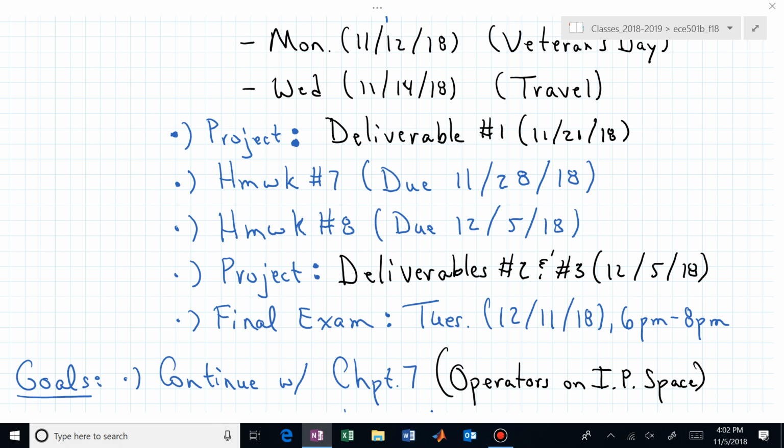And deliverables 2 and 3 for your project are due the last day of class, which is a Wednesday, and that's the 5th of December. Deliverable number 3 is really a reflective paragraph. What did you learn? What do you think about what you did? And it doesn't have to be very big. The big part of this project is deliverable number 2.